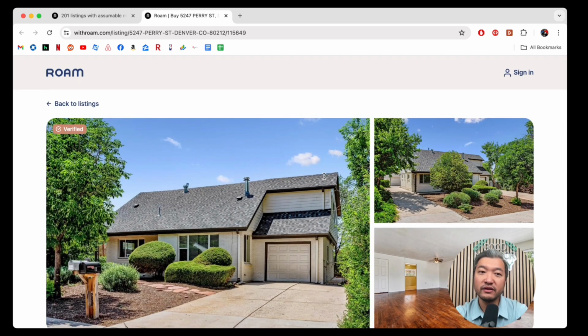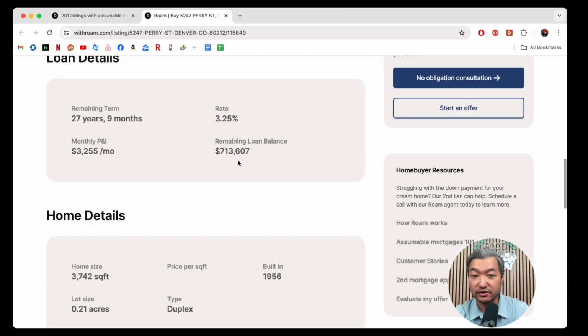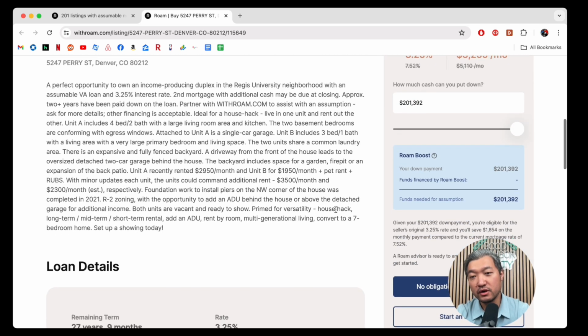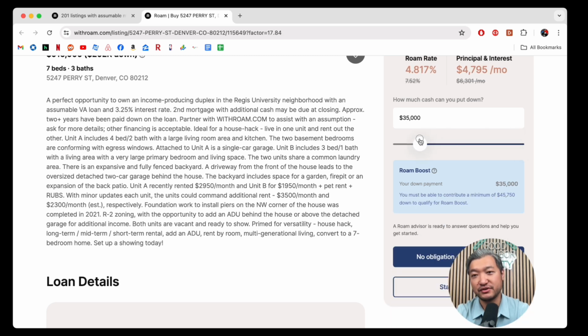And another feature of this Roam website is that, let's say there's $713,000 left on the loan, but the seller is trying to sell this house at $915,000. That means there's a $202,000 gap that you normally have to put as a down payment in order to assume this loan, right? However, with Roam, you can actually put down a minimum of 5% to acquire this property. So I usually just go down to the zero, and then it says, hey, you must be able to contribute a minimum of $45,750 down to qualify for Roam Boost.